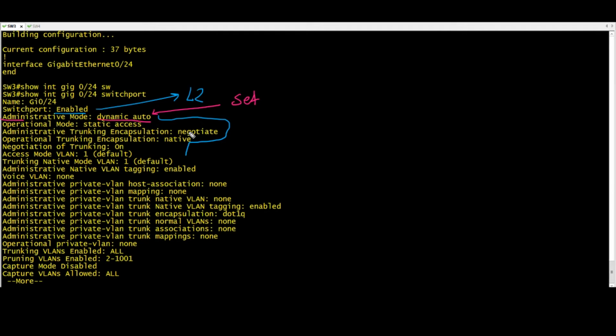So in this case, we can say that switch 3 has a default DTP configuration of dynamic auto and not dynamic desirable. And because the administrative mode is dynamic auto, that means that it's passively waiting for DTP messages. And if it receives a DTP message, then it will form a trunk. And if it doesn't receive a DTP message, it won't form a trunk.